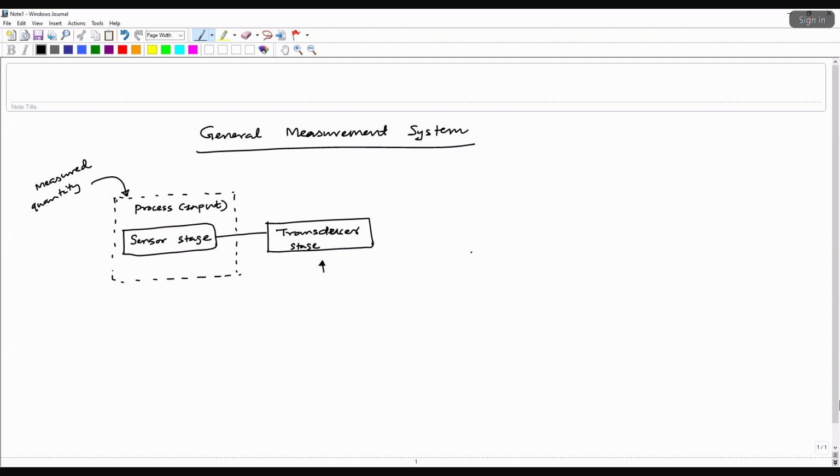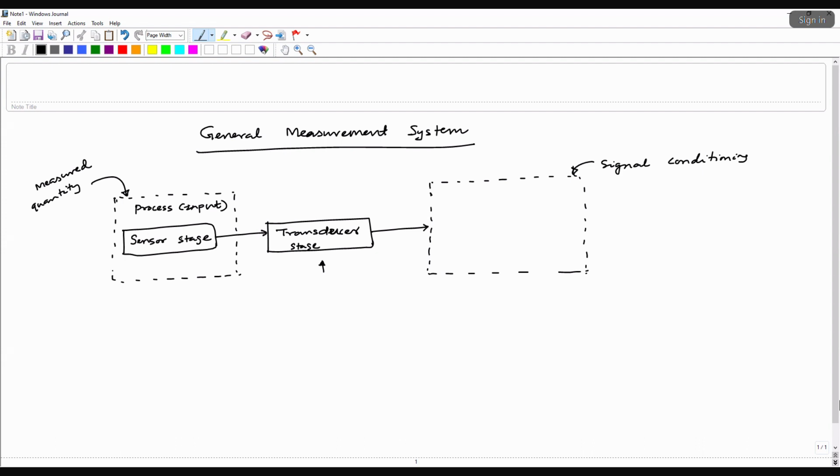Then from the transducer stage, the next stage is called the signal conditioning stage. The signal conditioning stage will have subcomponents. So I'm just drawing it with a dotted line. So this is your signal conditioning stage. So what do you do in signal conditioning? You can do, for example, amplification of the data, right?